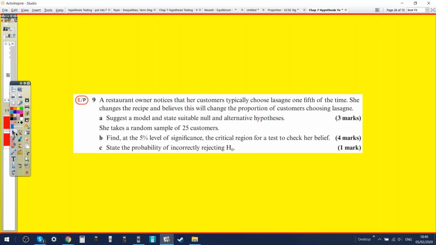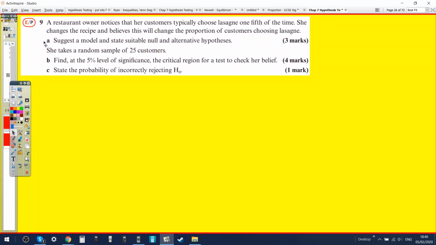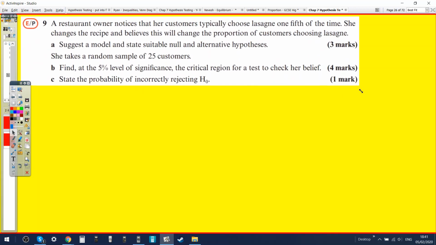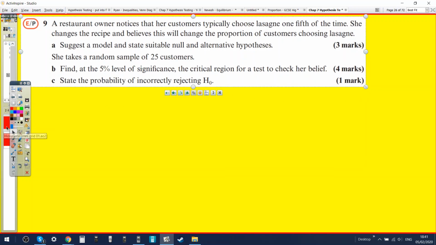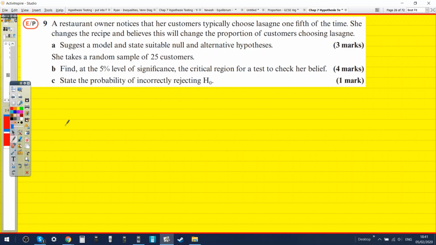Okay, let's try this one. You know how it says suggest a model? What does it mean? It could be distributed binomially, normally, uniformly. What does uniformly mean? All the probabilities are the same. So like rolling a dice, they're all 1/6. That's a uniform distribution.